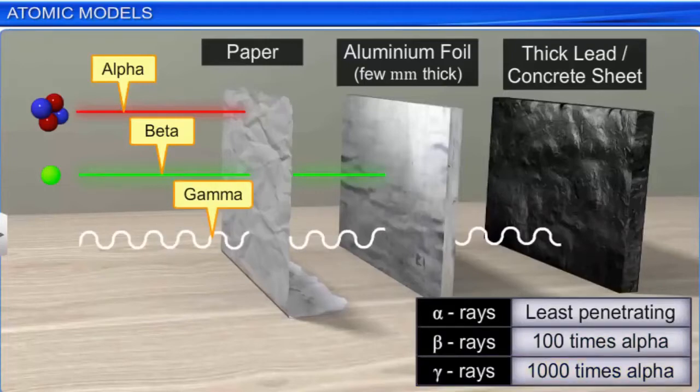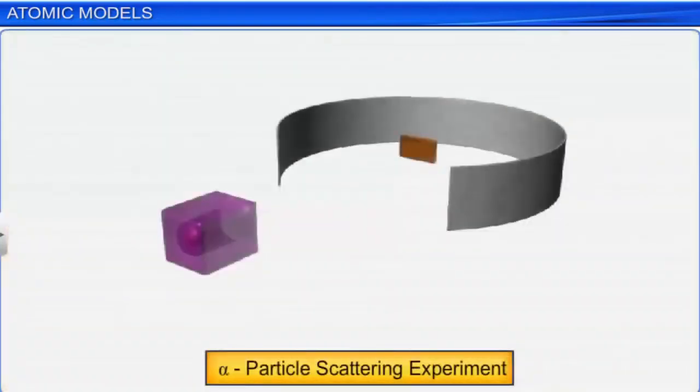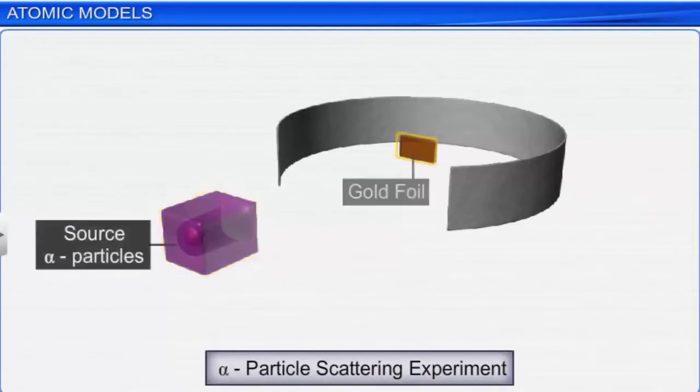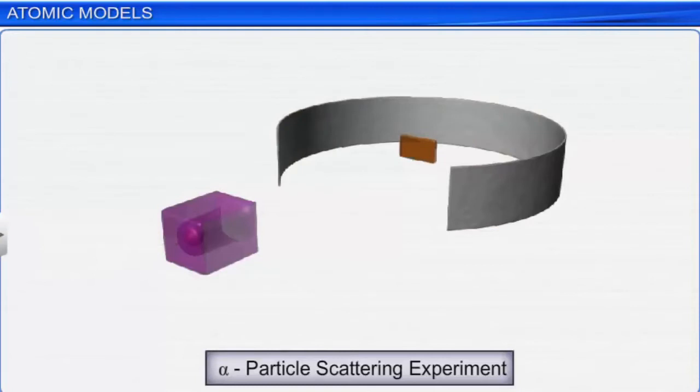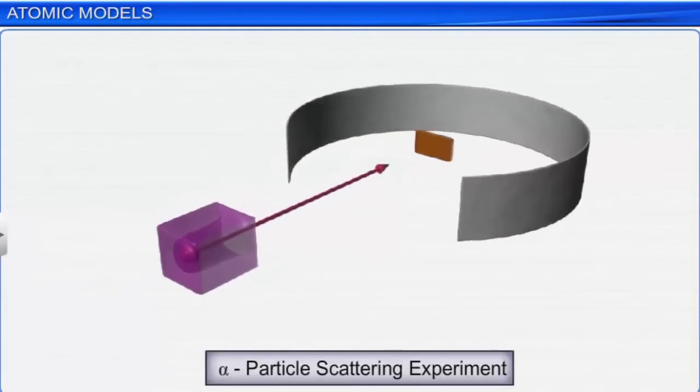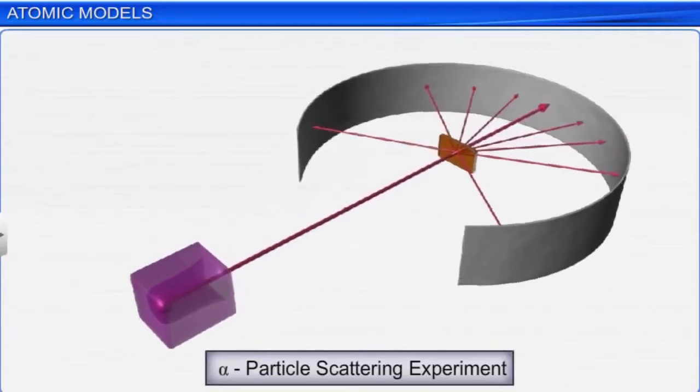Now let us move on to the alpha particle scattering experiment. In this experiment, a stream of high-energy alpha particles from a radioactive source was bombarded on a very thin gold foil. The thin gold foil had a circular fluorescent zinc sulfide screen around it. Whenever alpha particles struck the zinc sulfide screen, a tiny flash of light was produced at that point.